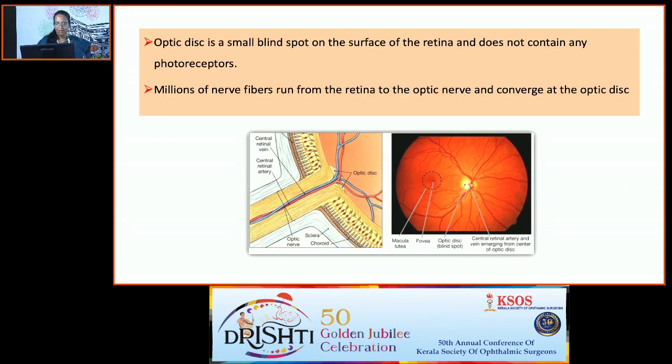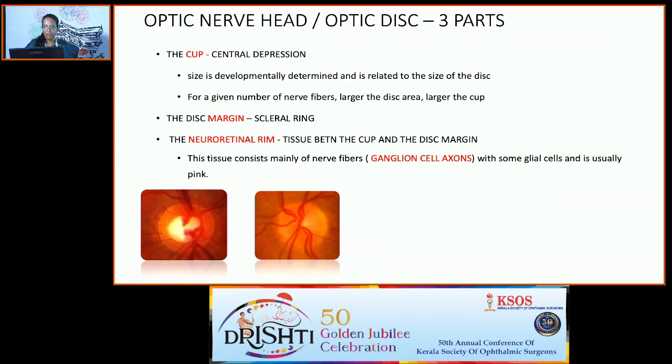As you know, the optic disc is a small blind spot on the surface of the retina. It does not contain any photoreceptors, and the millions of fibers that originate from the ganglion cells travel to the brain through the optic nerve.